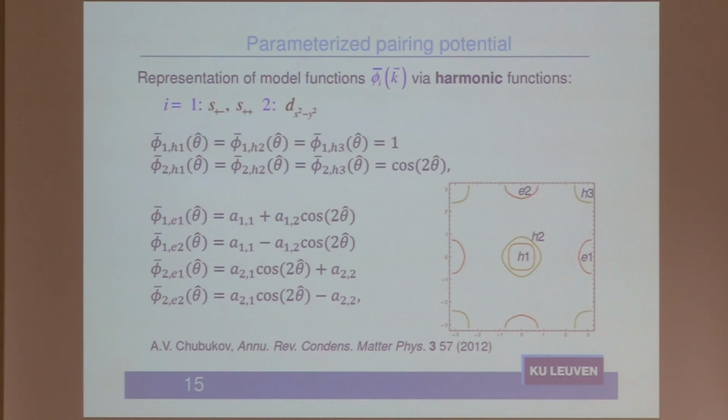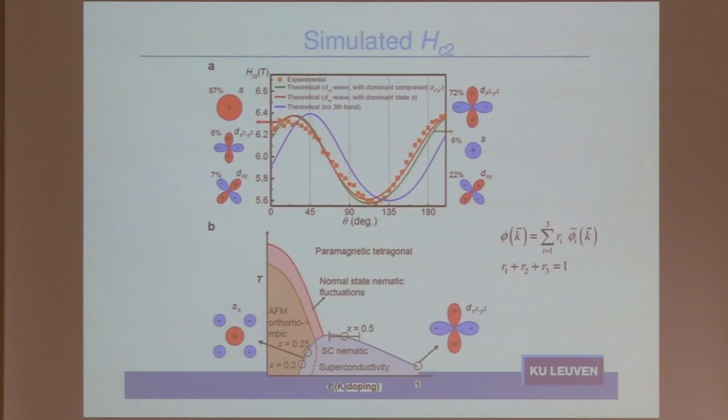This function f, they are known, so how they behave on the Fermi surface of different pockets. This is taken from here. So these are known things. And this is a simulation which we obtain for magnetoresistance.